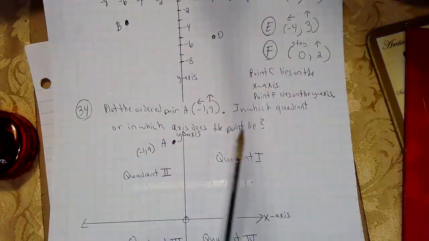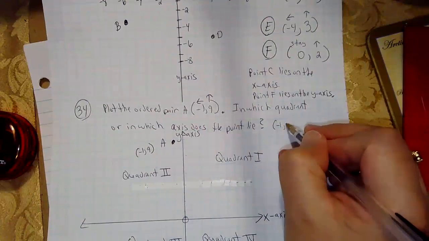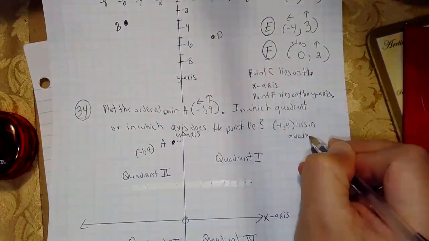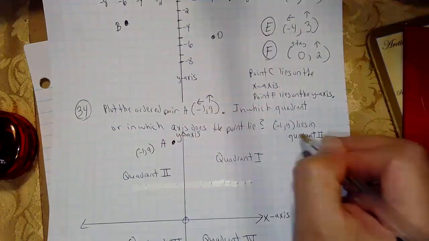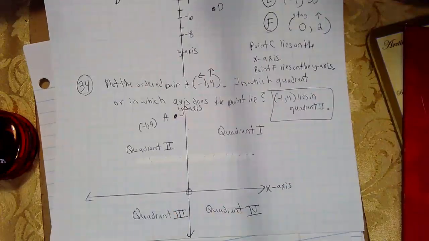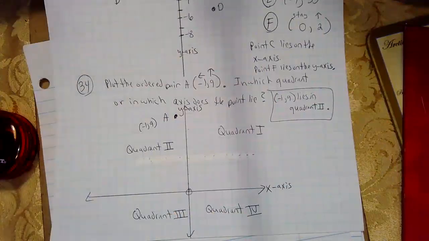So for us, you can see that our point -1, 9 lies in quadrant 2. So in which quadrant or axis does the point lie? -1, 9 lies in quadrant 2. And they like to use Roman numerals for 1, 2, 3, 4. Okay, so that's 34. Now I'm going to go to 35.